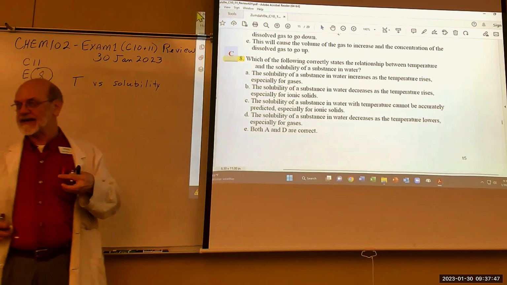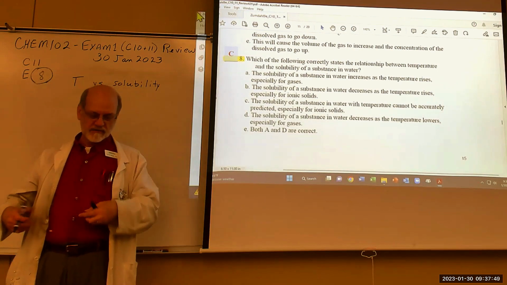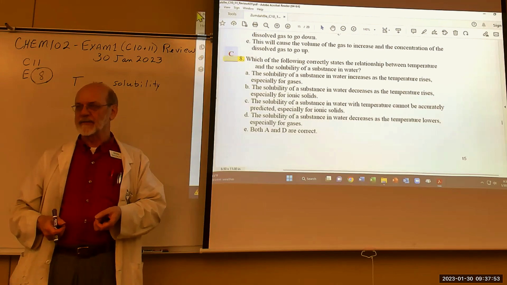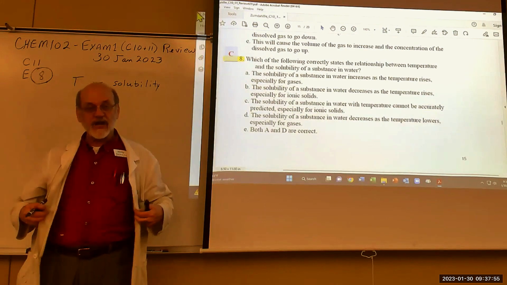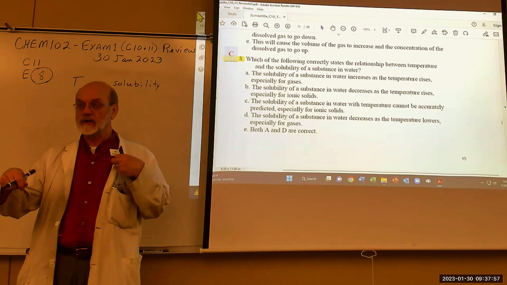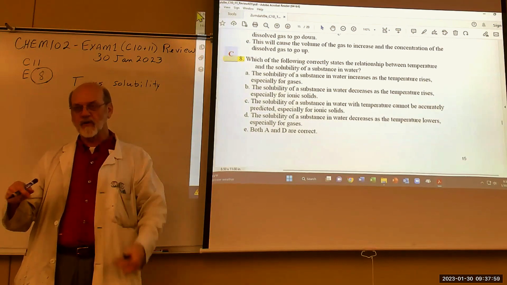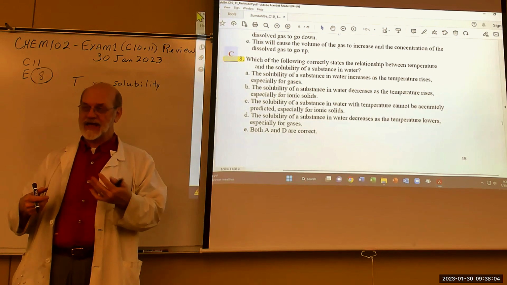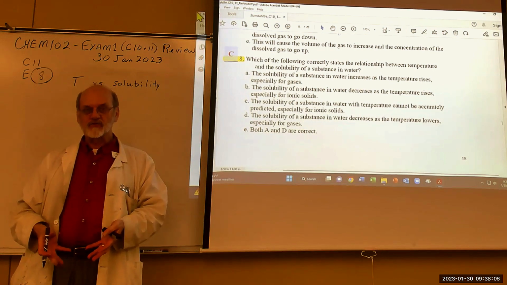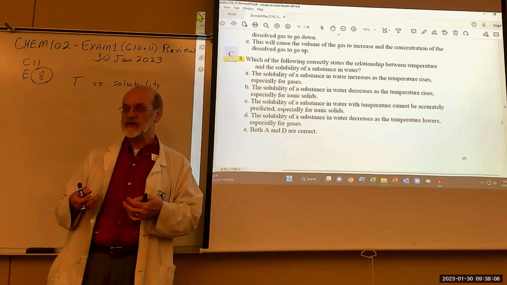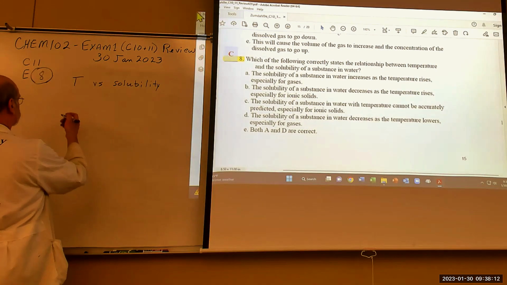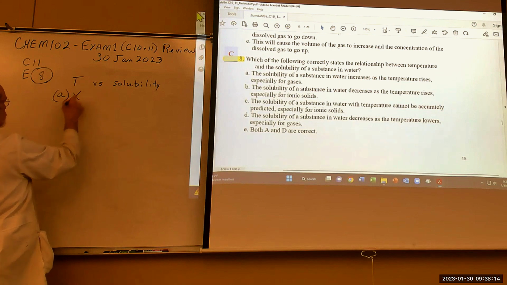If you want to see that in action, just fill a pan full of water from the faucet, stick it on the stove, and start heating it up. Before it gets to the boiling point of water, you see little gas bubbles coming out. That's dissolved gases in the water being driven out of solution by an increase in temperature. So A is wrong. A is false.